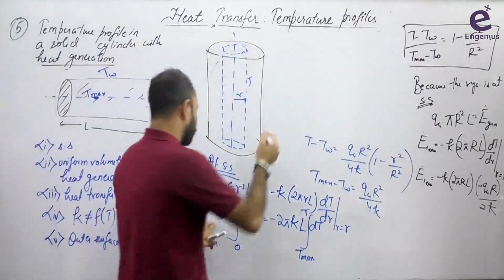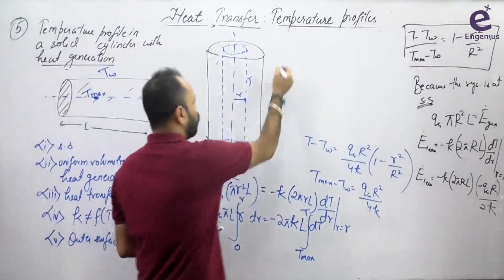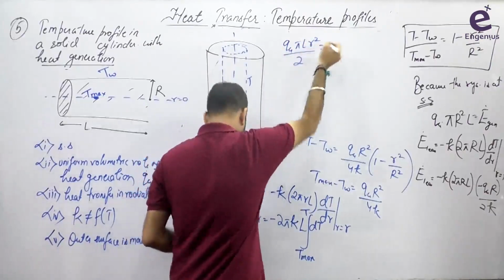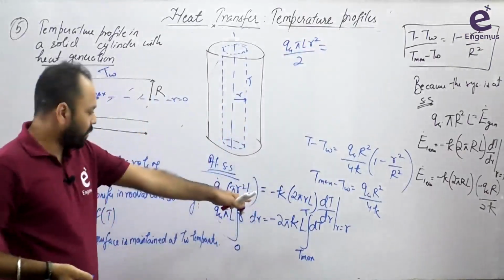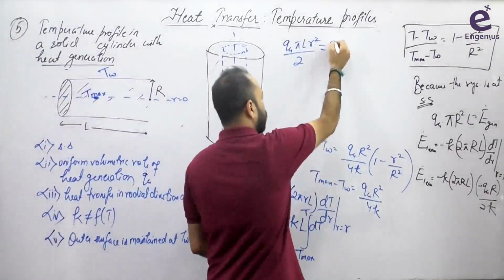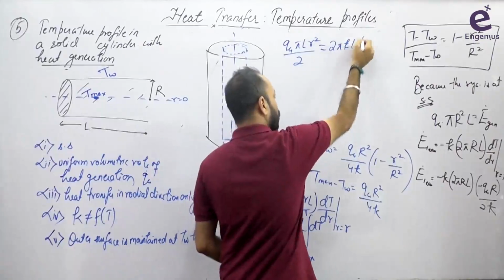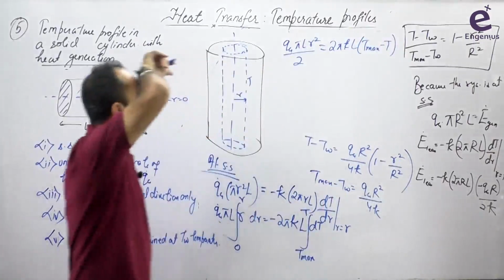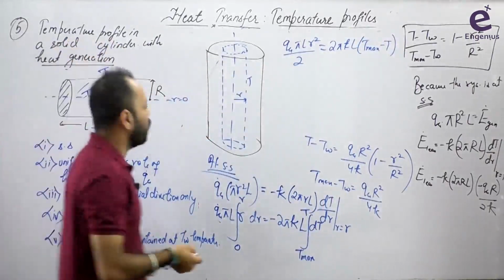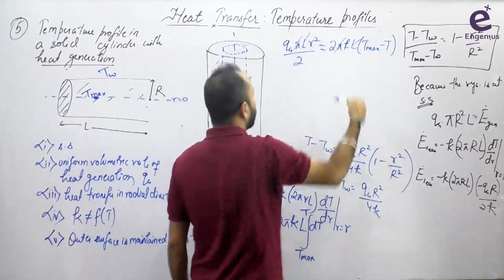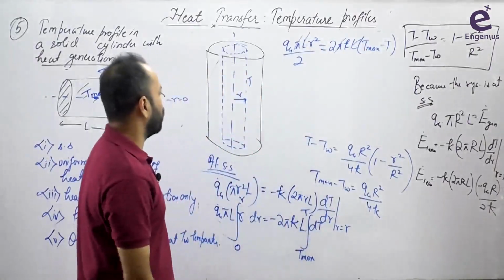चलिए, that is Qg πL R² by 2. So Qg πL R² by 2 is equal to, right hand side, integrate, T max minus T, लिख दूंगा, T max minus T. So 2πKL, 2πKL (T max minus T) लिख दिया. अब एक काम करो, कैंसिल करते हैं. π π कैंसिल, L L कैंसिल. ठीक है. So what is the equation left?